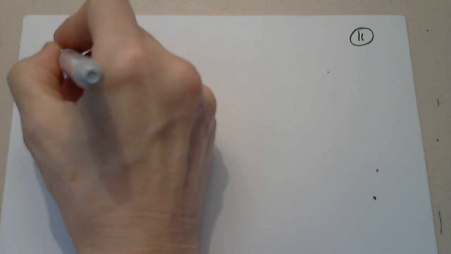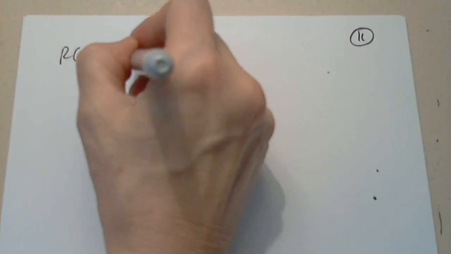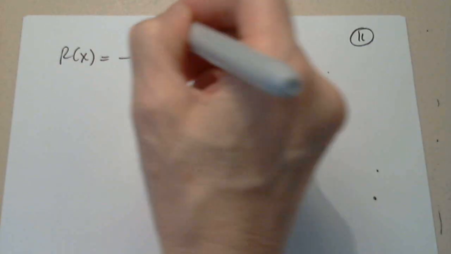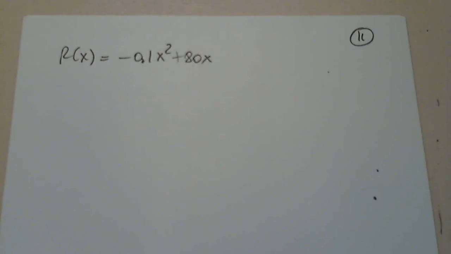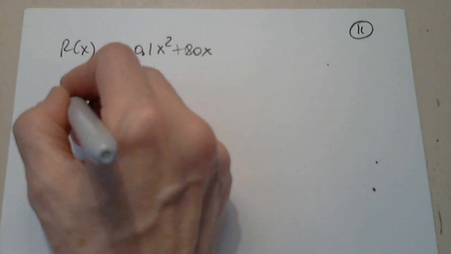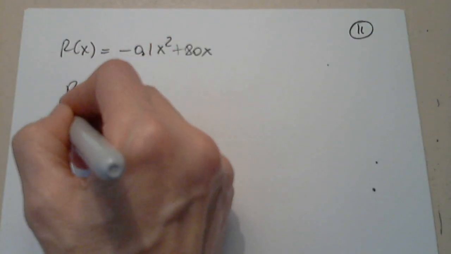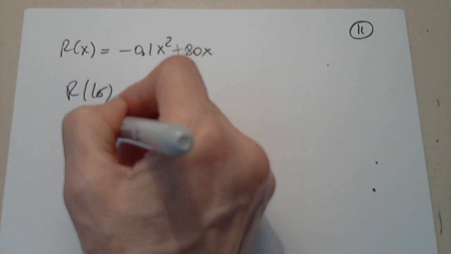Okay. So we have the revenue. The revenue received by a company selling X pairs of sunglasses per week is given by the function R of X equals negative 0.1 X squared plus 80X. Find the values of R of 16 and R of 35.